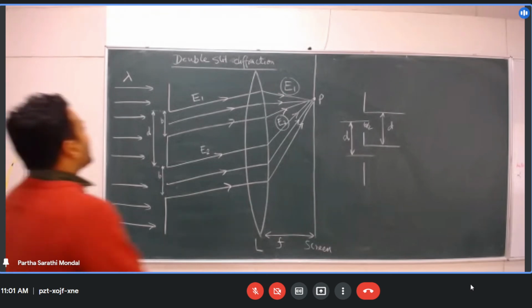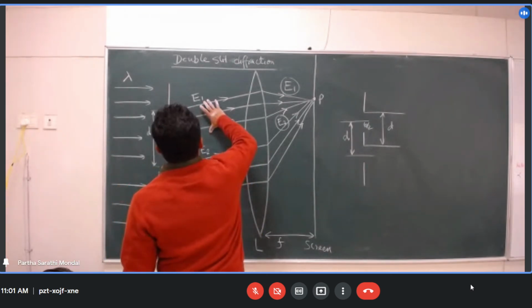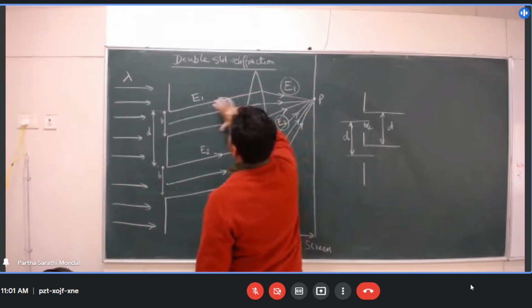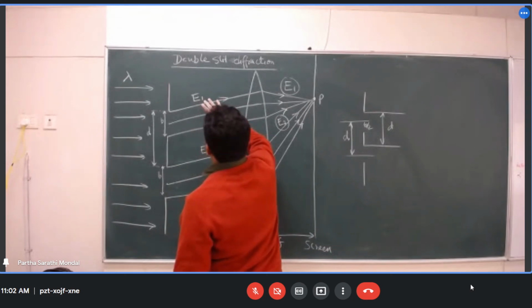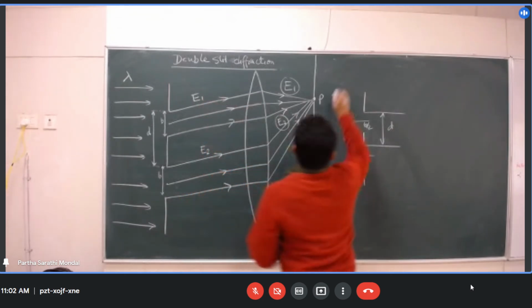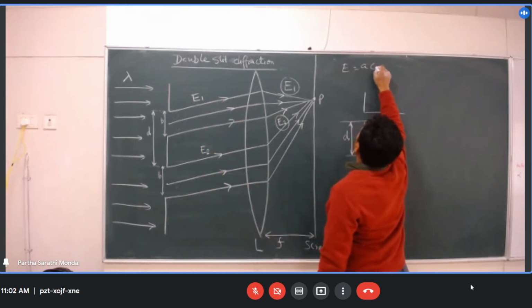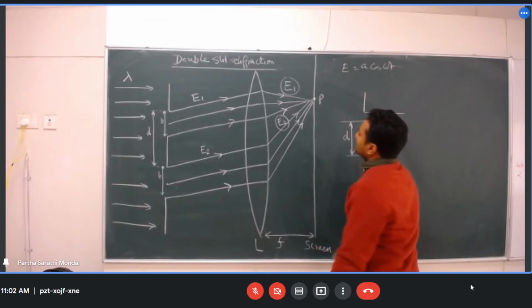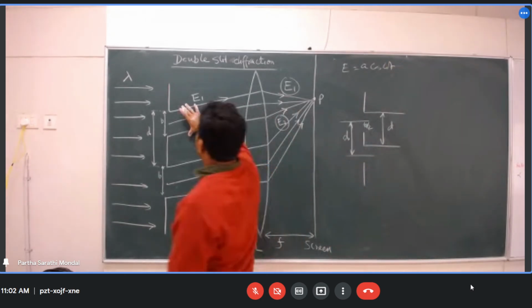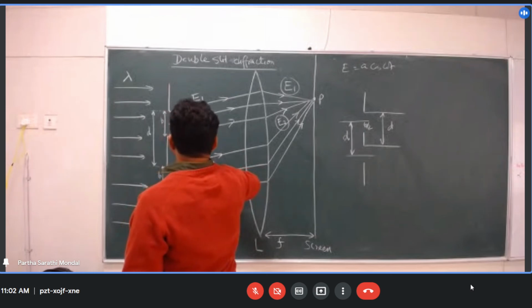E1 is the total light wave coming out from here. Not intensity, the total light wave. Like we wrote E as A cos omega t, this is for the whole branch.